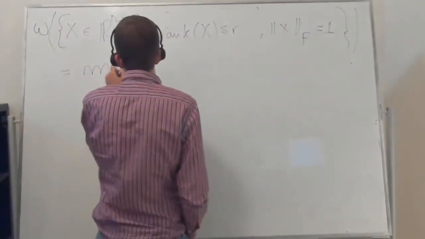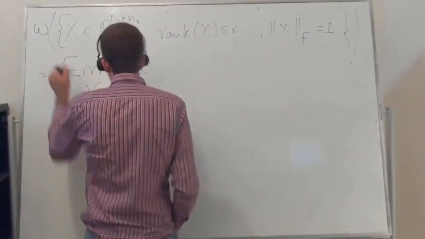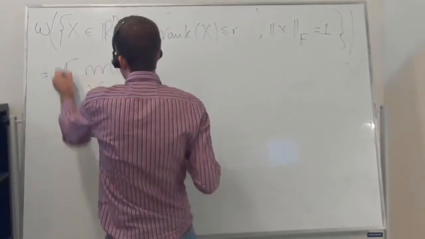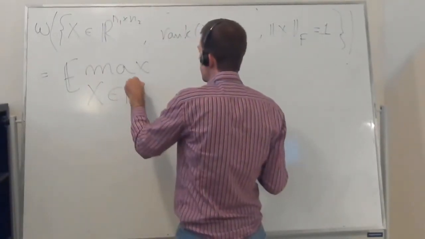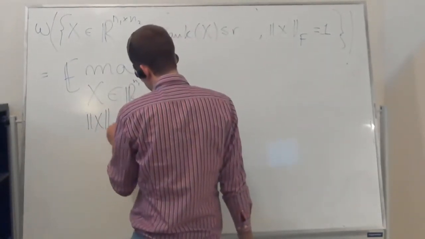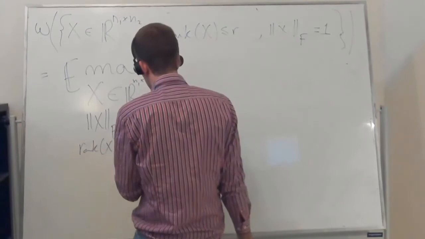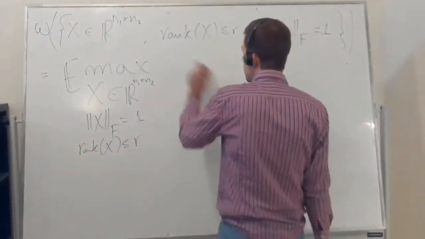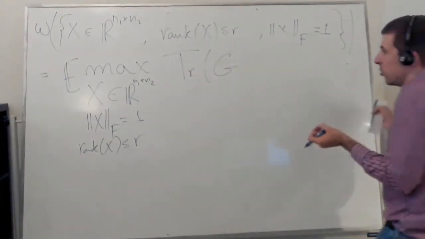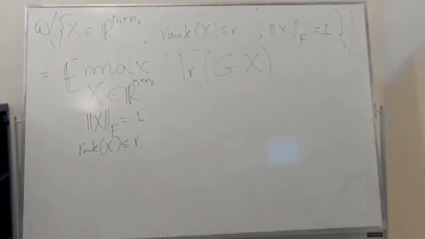This is the max, in expected value of course, let me erase and do it properly. The expected value of the max over N1 by N2 matrices X, where we know its Frobenius norm is 1, and the rank of X is smaller or equal than R. And this is just the max of the trace of a Gaussian matrix, a matrix with Gaussian entries. This is our little G vector, right? Here, this is like G transpose X, but in matrix language.